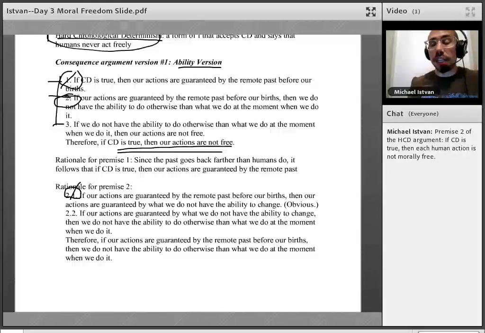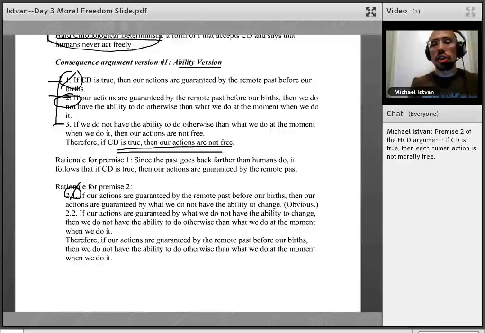Really, to be honest with you, especially if you have incompatibilist sentiments, none of the premises of any of these arguments are going to be rather controversial to you. But if you're going to find any controversy anywhere, it's not going to be in 2.1. If anything, it's going to be here at 2.2. 2.2 says, if our actions are guaranteed by what we do not have the ability to change, then we don't have the ability to do otherwise than what we do at the moment when we do it.